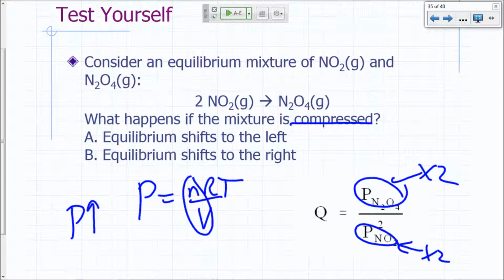So what happens to Q? Let's say this was 0.1 and that was 0.1, just for illustration. Let's say this is 0.5 for illustration purposes. So now, remember this is raised to the power 1 and this is raised to the power 2, right? So now I multiply this by 2 and I multiply that by 2. What happens to my Q?